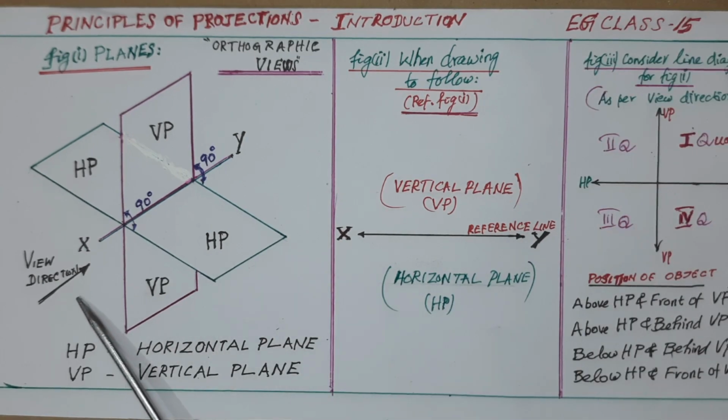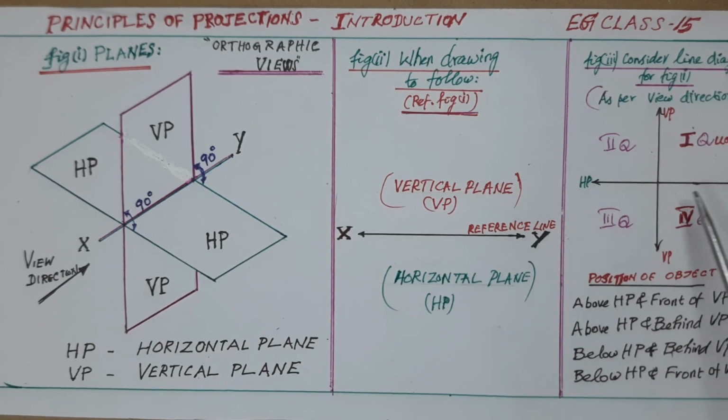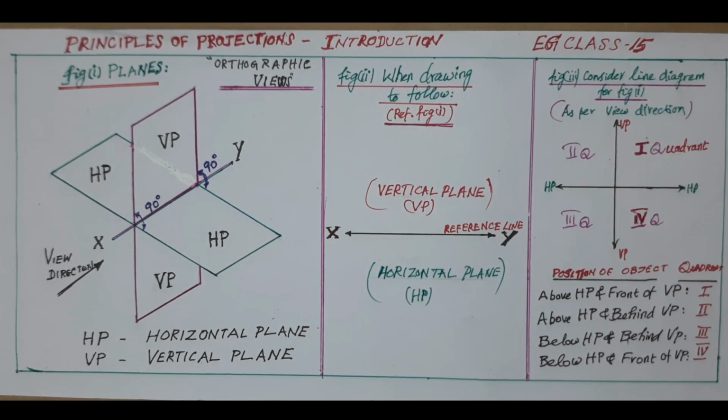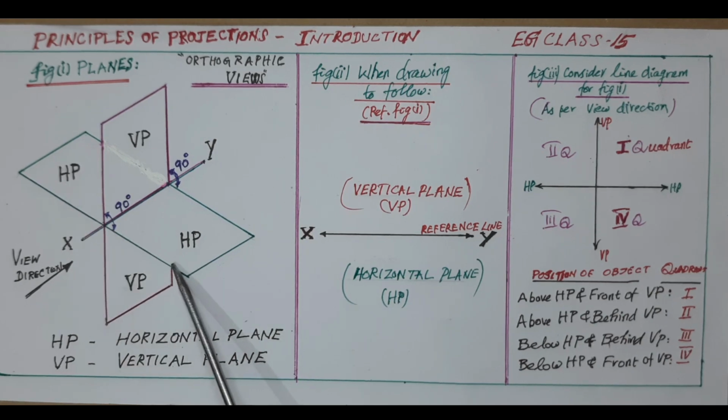This view direction is useful to have the drawing in figure 3. This drawing is nothing but this same one drawn as a line diagram. Consider the line diagram for this figure. These two planes, that is, one is the horizontal plane, which we can imagine as the floor, and the vertical plane may be assumed like a wall in front of us. So one horizontal plane and one vertical plane may be imagined for easy understanding.